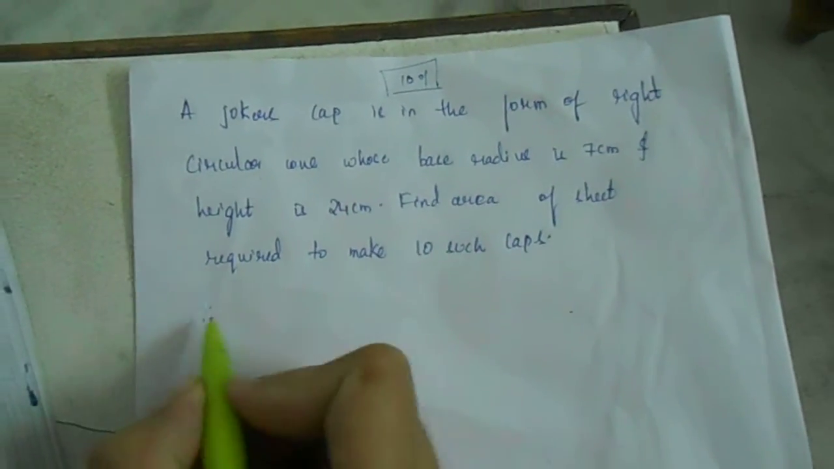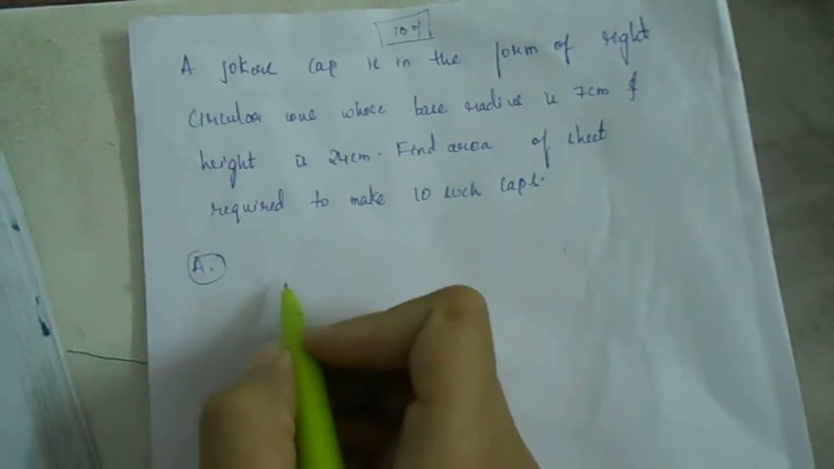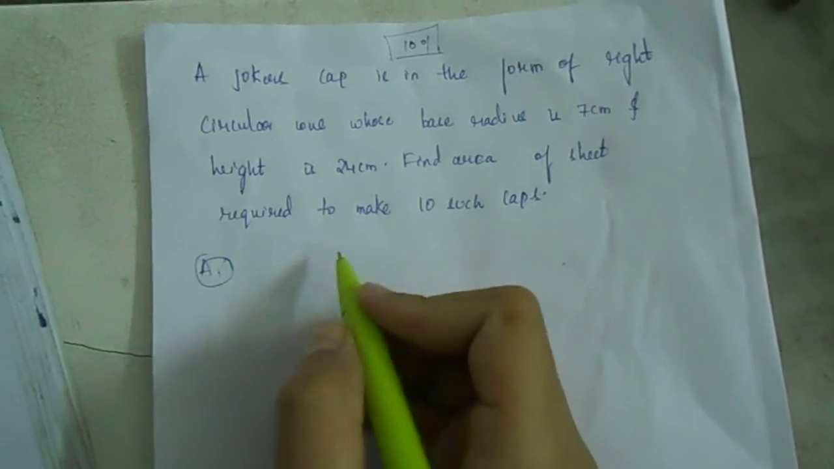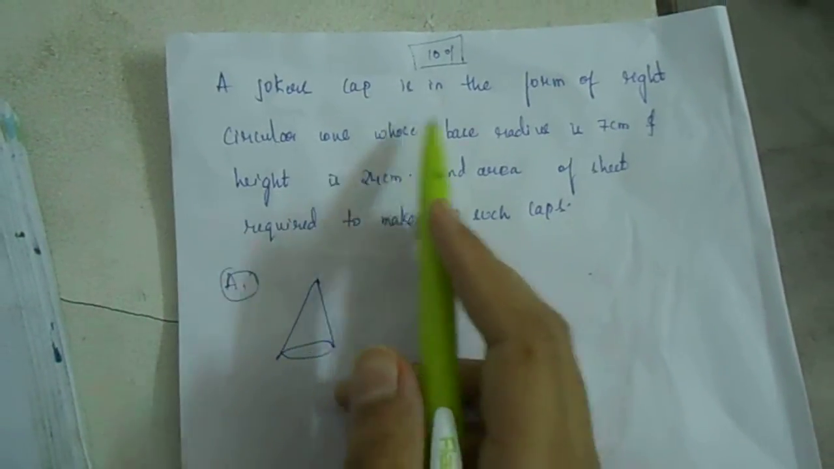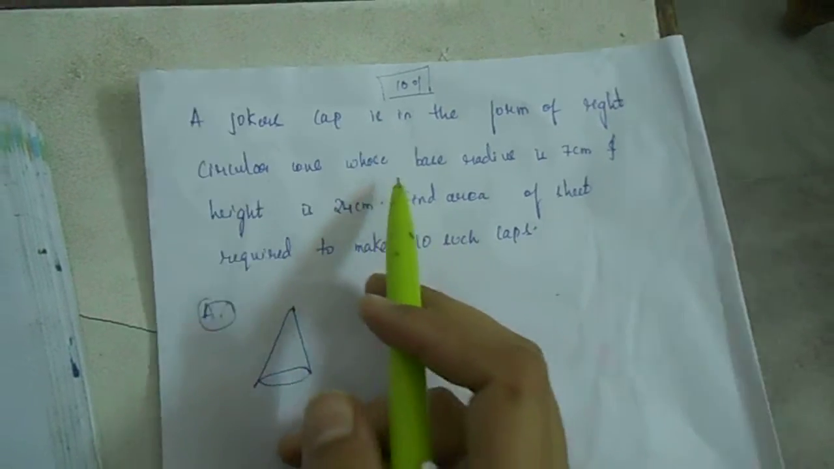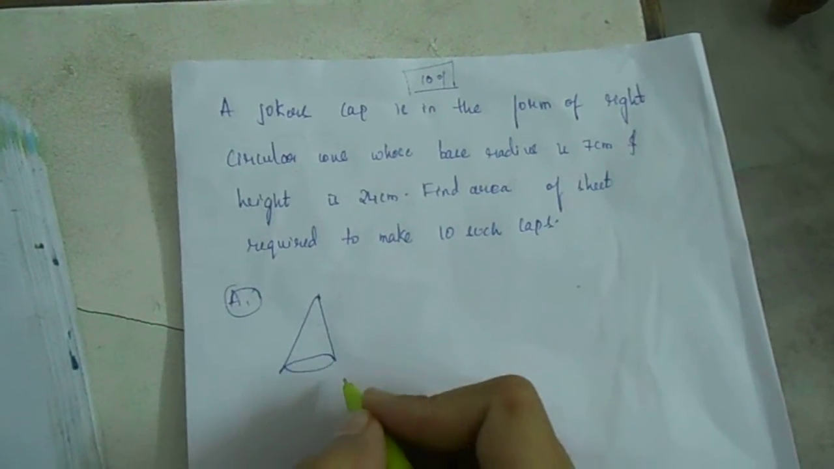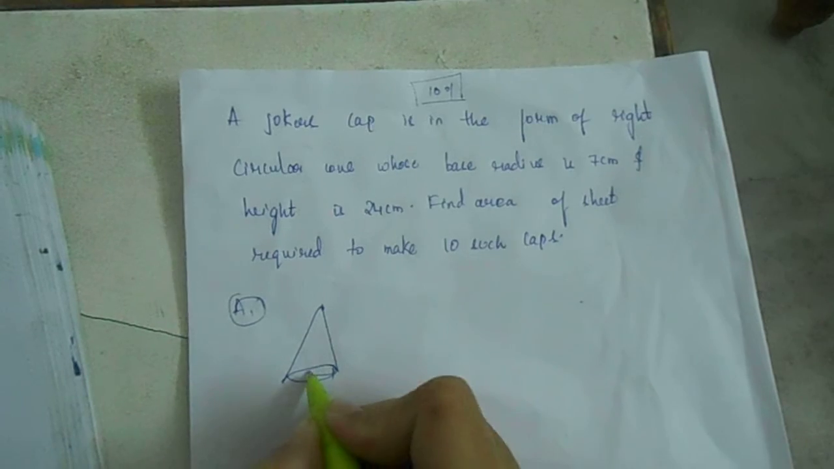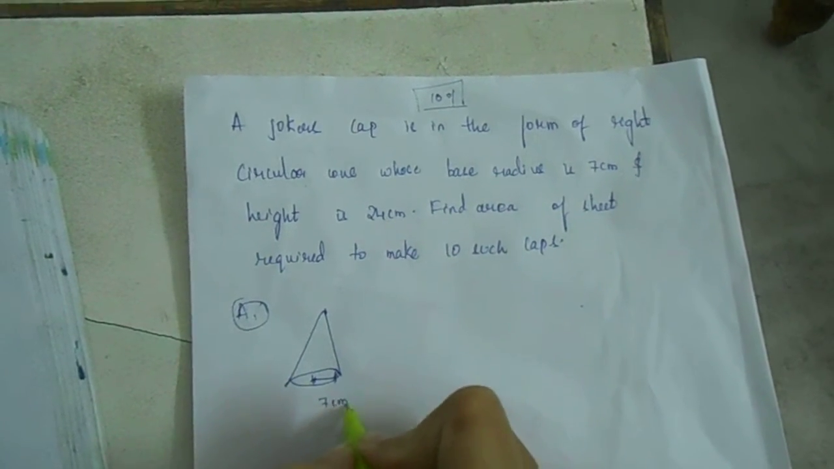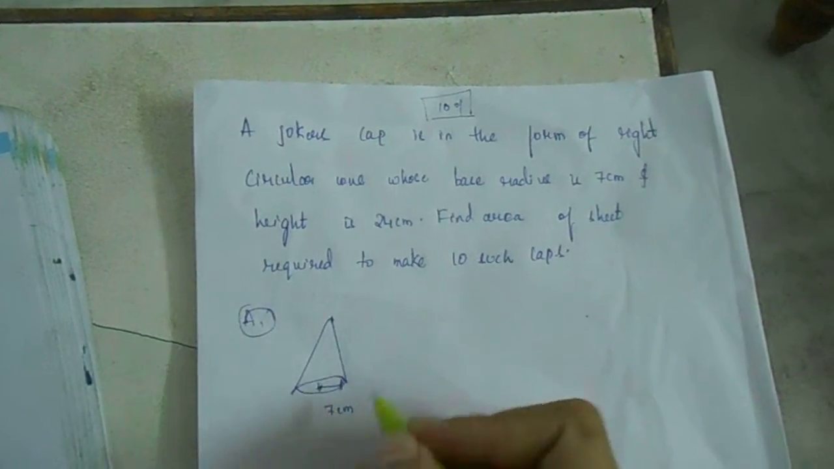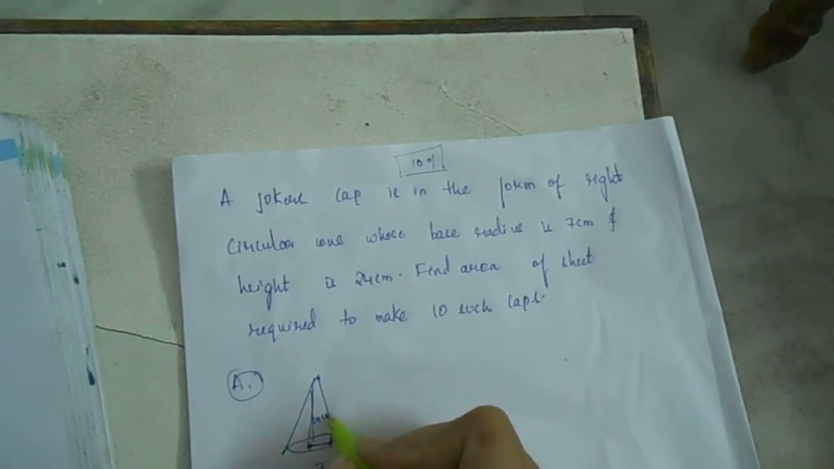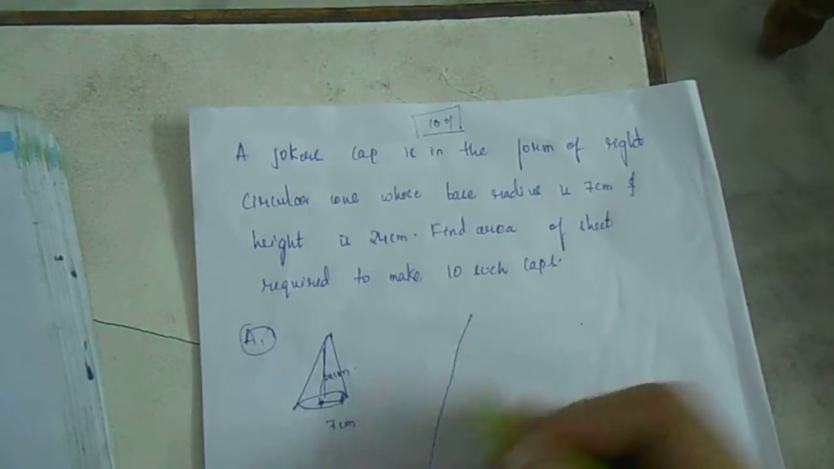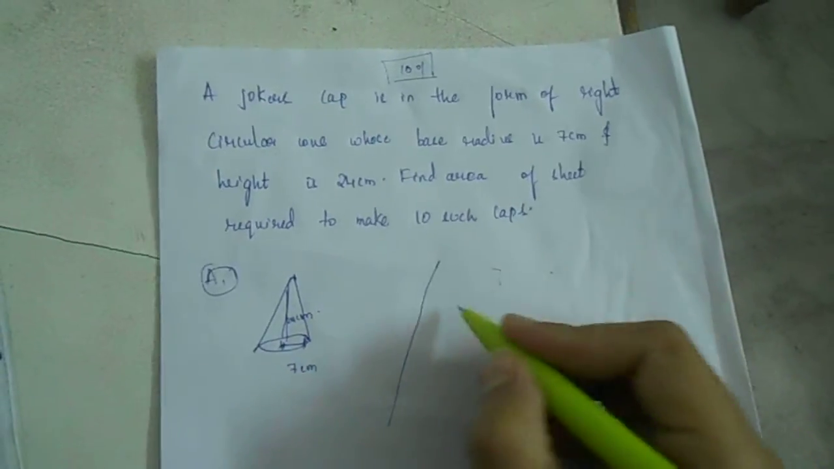First, we'll try to understand the question. There is a cap, right? What kind of cap? A joker's cap is usually in the shape of a cone. So let's draw a cone. A joker's cap is in the form of a right circular cone whose base radius is 7 centimeters. So plot that down. And the height of this is 24 centimeters. We'll draw it bigger so you can understand better.